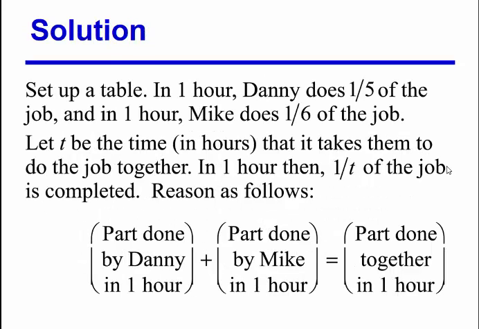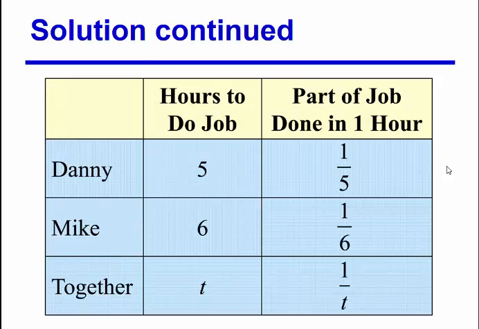So we're going to set up the table. In 1 hour, Danny does 1/5 of the job. And in 1 hour, Mike does 1/6 of the job. Let t be the time in hours that it takes them to do the job together. In 1 hour, then 1 over t of the job is completed. The reason is as follows: the part done by Danny in 1 hour plus the part done by Mike in 1 hour equals the part done together in 1 hour. So here we have the table set up.